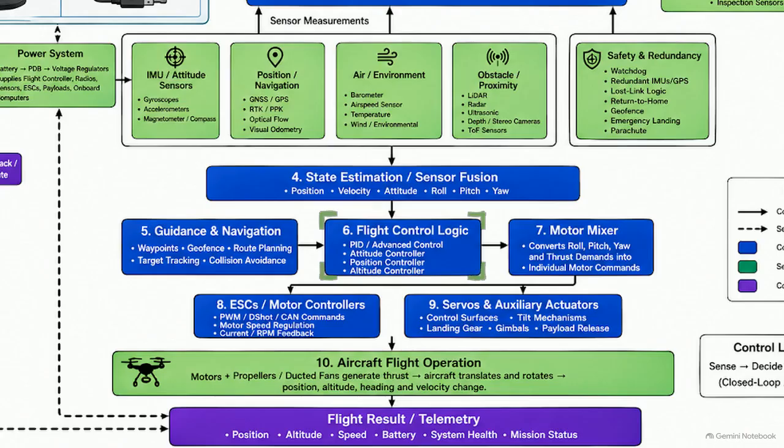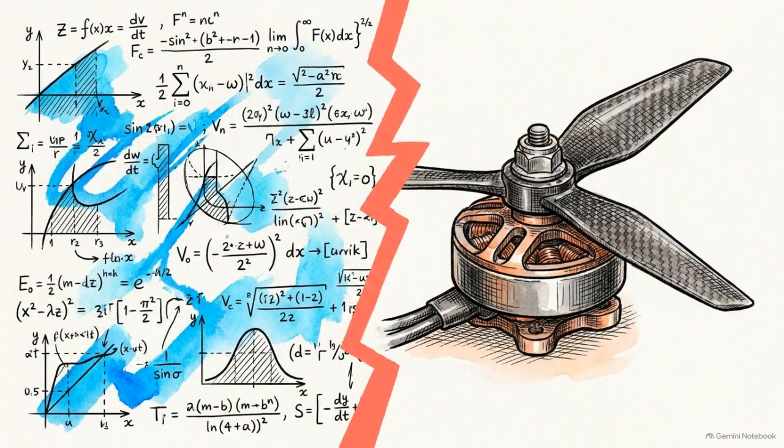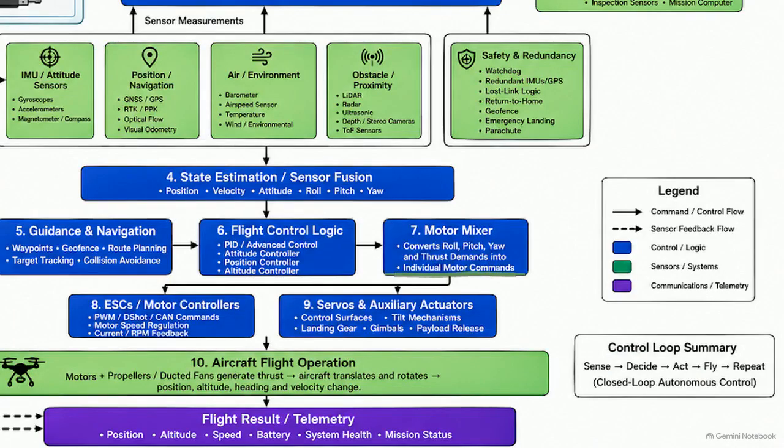The mathematical difference between where the drone is and where it wants to be is defined as the error. This error is processed in the flight control logic block. Inside this block, PID controllers calculate the exact aerodynamic force required for altitude, position, and attitude correction. This calculated corrective force is abstract. It cannot directly spin a physical motor. The abstraction is translated into hardware instructions below, in the motor mixer.